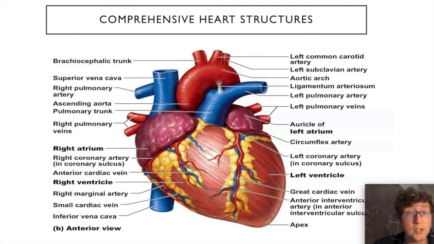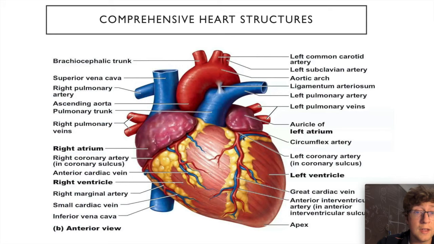On the posterior side of the heart, there's going to be an analogous sulcus and artery. So these will be the posterior interventricular artery, sitting in the posterior interventricular sulcus.